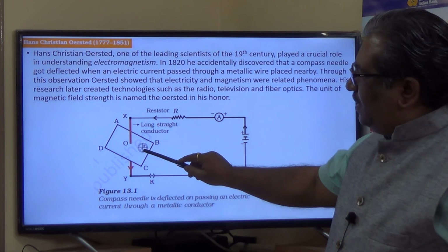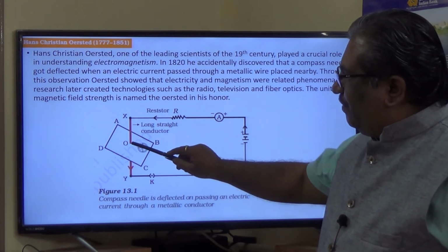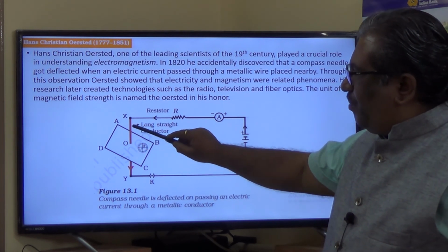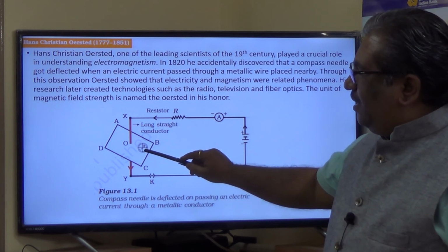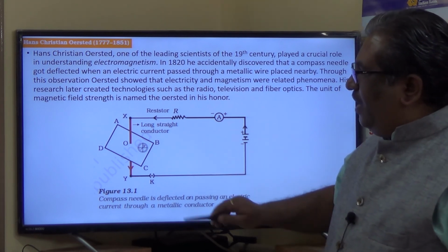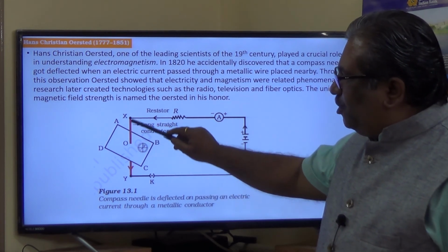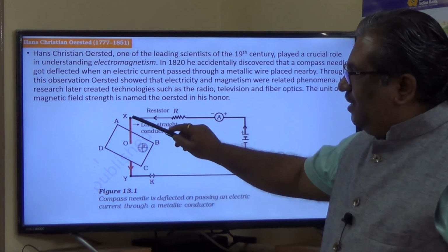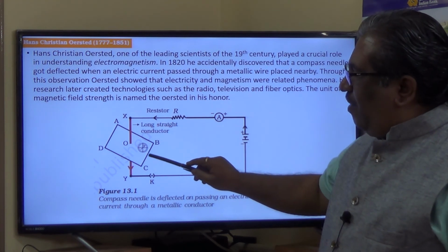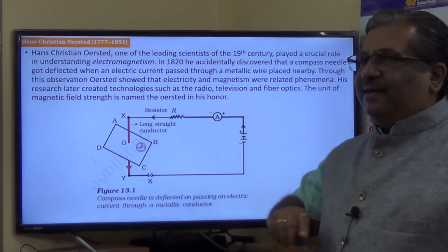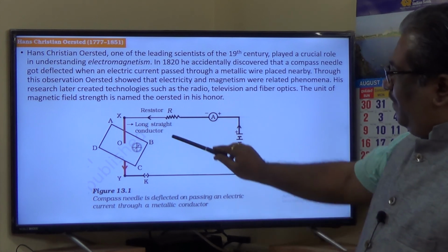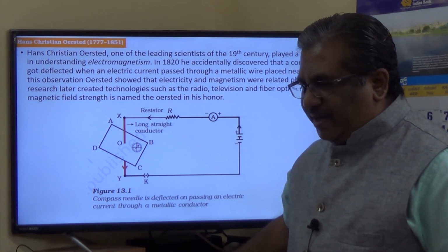Whenever this magnetic compass is brought in the vicinity of this conductor, it will produce a magnetic field. Because this acts like a magnet, it produces magnetic field lines, and the needle will experience a force and get deflected. The needle of the compass will get deflected. And what is the direction of the magnetic field lines produced by this current carrying conductor? The direction of the magnetic field lines produced by this conductor is along the north pointer of the magnetic needle. Isn't it? That is what we have studied also. Okay, so let it be there for the time being. Let us go to one experiment here.